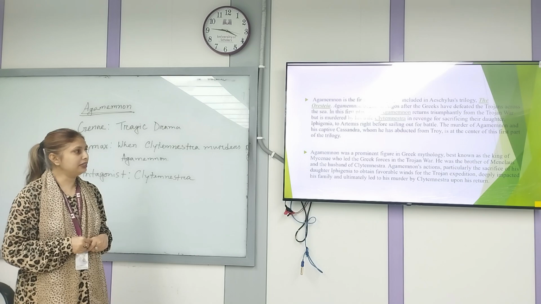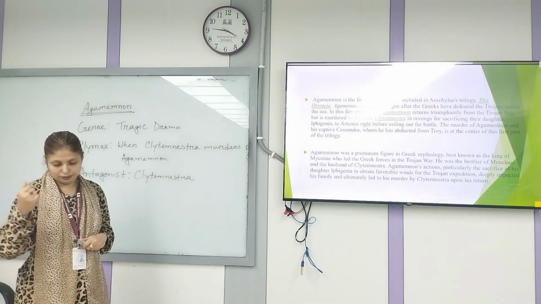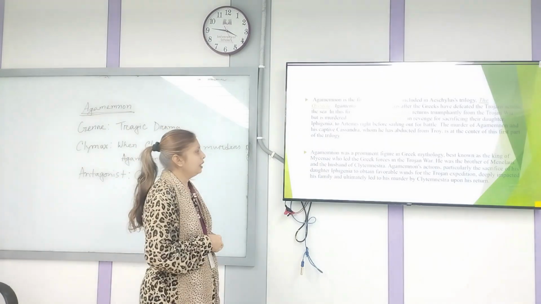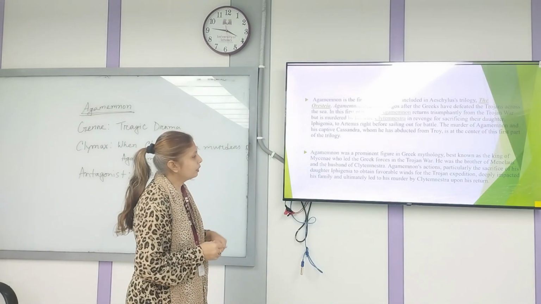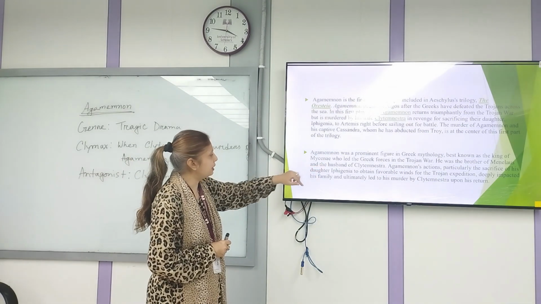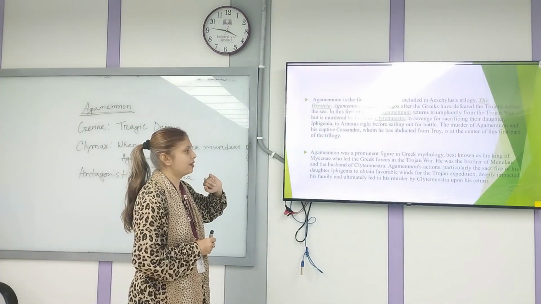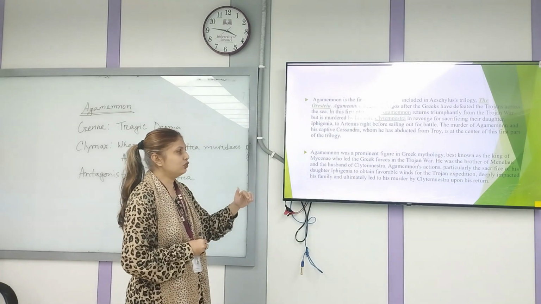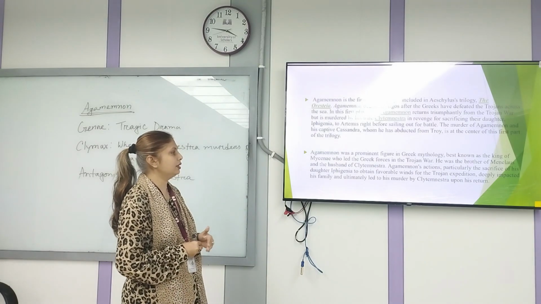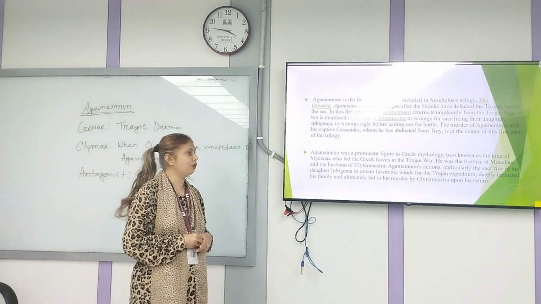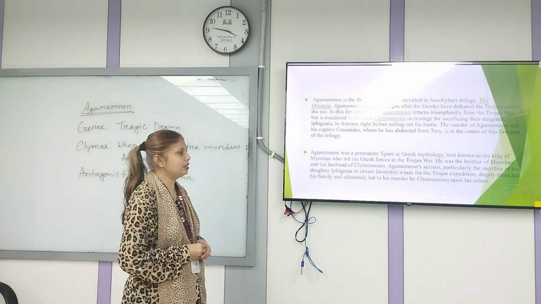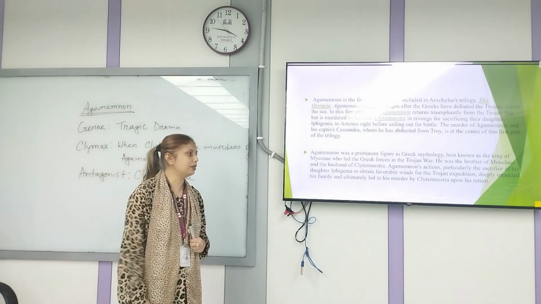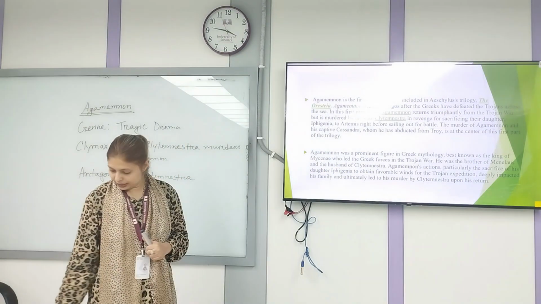And we know that Helen was the wife of Menelaus. And here we can see that he was the brother of Menelaus and the husband of Clytemnestra. Agamemnon's wife was Clytemnestra. Agamemnon's actions, particularly the sacrifice of his daughter Iphigenia to obtain favorable winds for the Trojan expedition, deeply impacted his family and ultimately led to his murder by Clytemnestra upon his return.